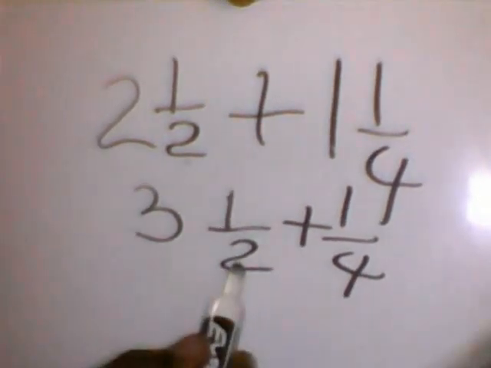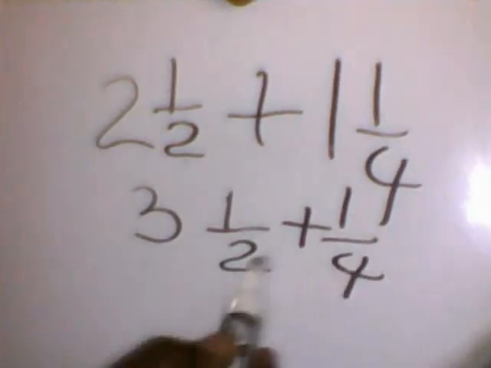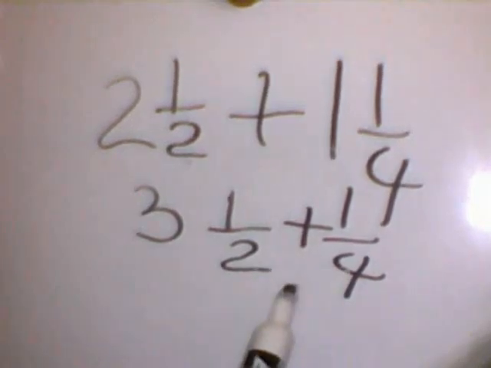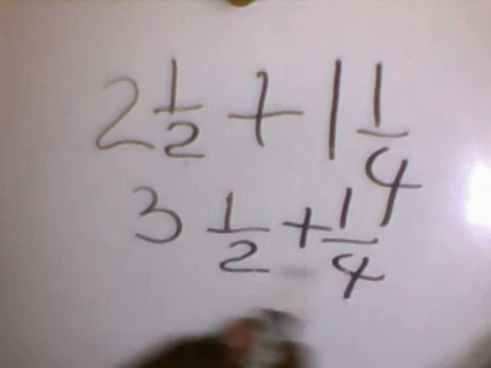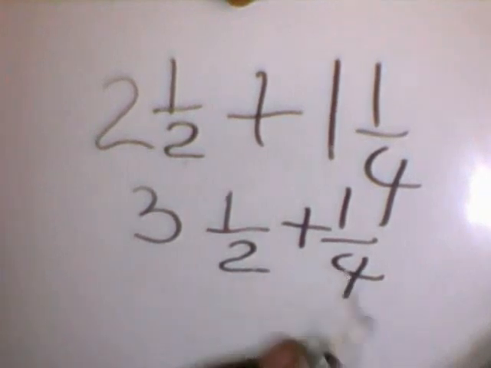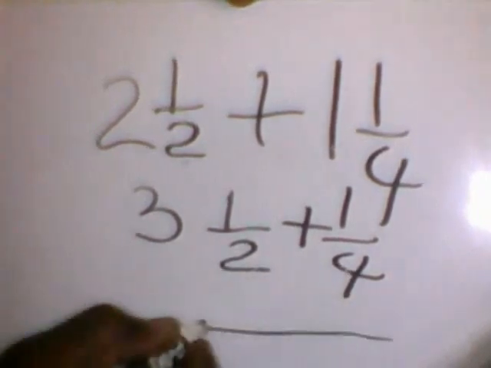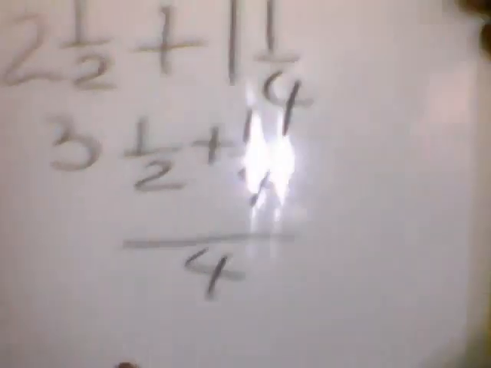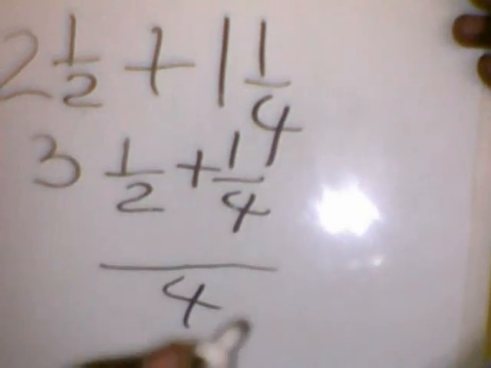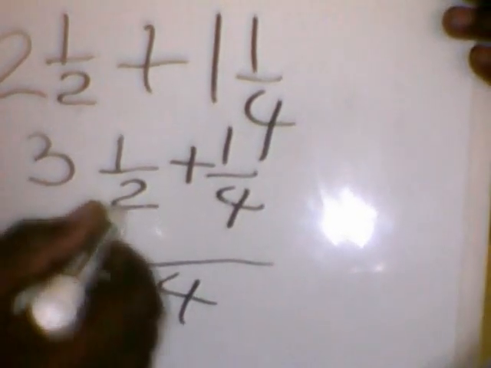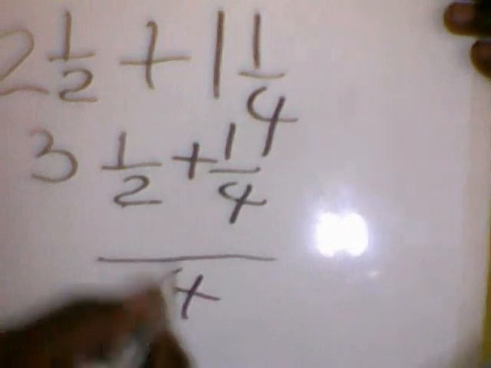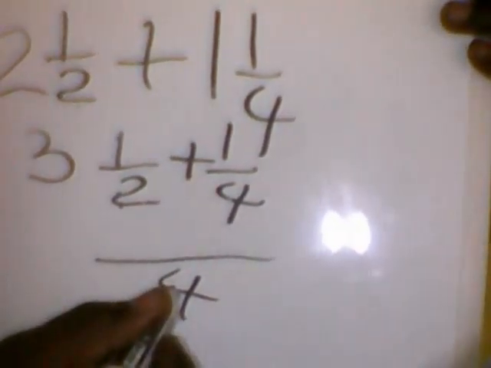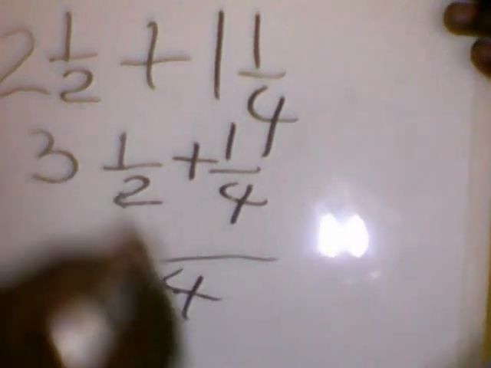So what we do is that we find the lowest common multiple of both denominators. And the lowest common multiple of both denominators would have been what? 4. So we draw a line and put the 4 below the line. Alright? Now we use the denominator to divide this number. So we say, how many times can 2 go into 4? And that is what? 2 times. So 2 into 4 is 2 times.